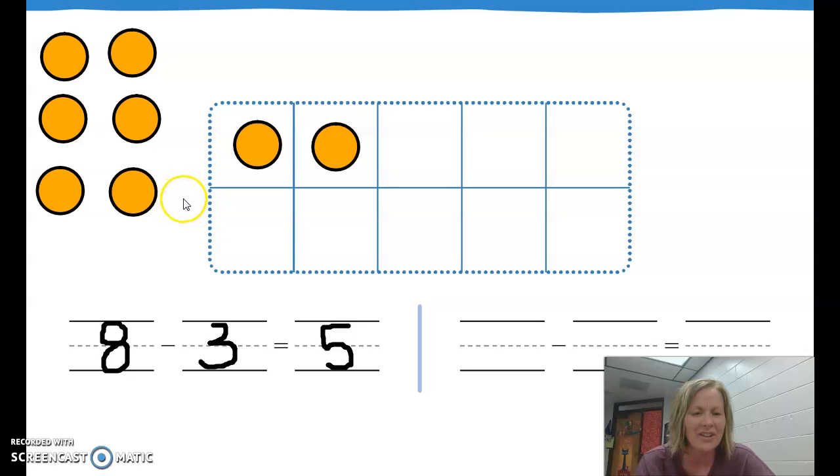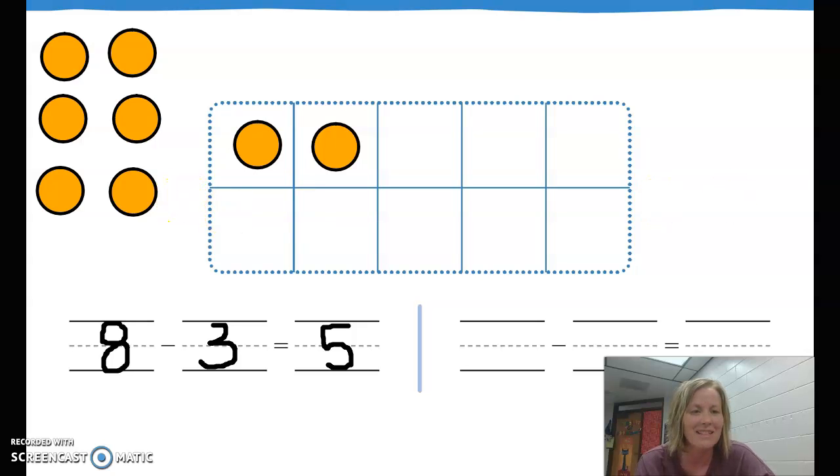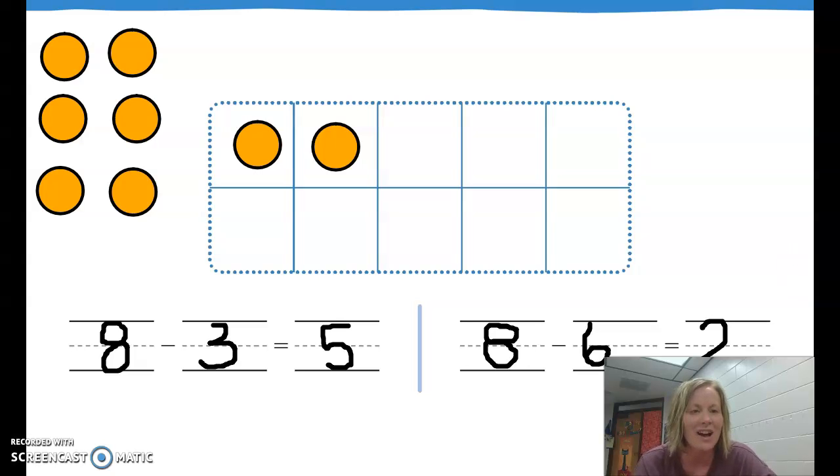Oh, boys and girls, let's write our number sentence. How many did we start with? You're right, we started with 8. How many did we take away? We took away 6. And how many are left? You're right, there are 2 left. So 8 take away 6 equals 2. Awesome job, boys and girls. All right, we are going to head to our next page.